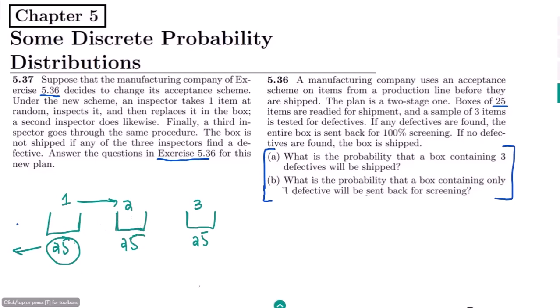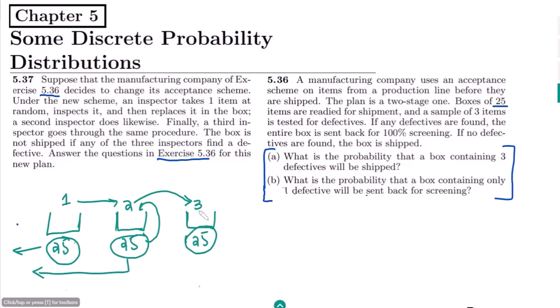The second inspector now will receive 25 items. He will again pick a single item randomly from these 25 items and check it. If that is non-defective, he will place it back in the bag and forward it to the third inspector. If that item which he picked is defective, he will send it back and will not forward it. The third one will again get the 25 items.